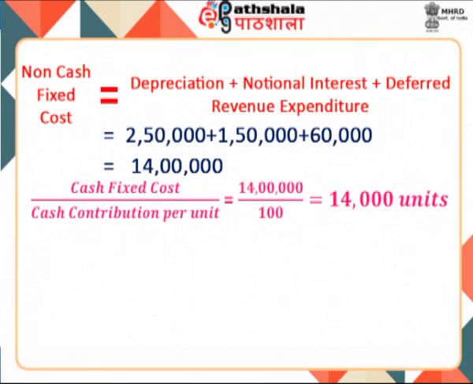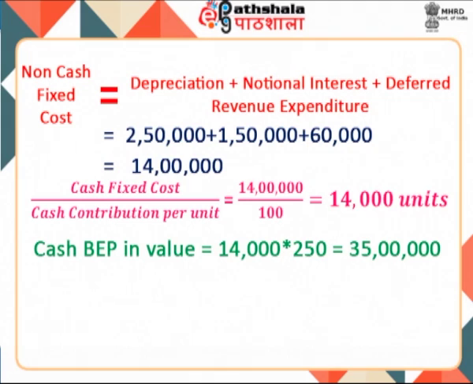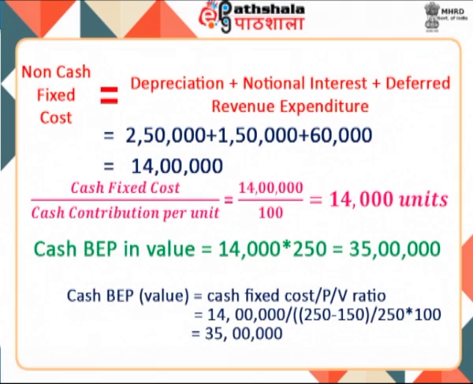Now, putting these values in the formula for cash break-even point in units, that is cash fixed cost divided by cash contribution per unit, that is 14 lakh divided by 100, which is equal to 14,000 units. Cash break-even point in rupees is equal to 14,000 units multiplied by rupees 250, which is the selling price, and it comes out to be rupees 35 lakhs. We can also work out the cash break-even point in value by dividing cash fixed cost by PV ratio as shown here.